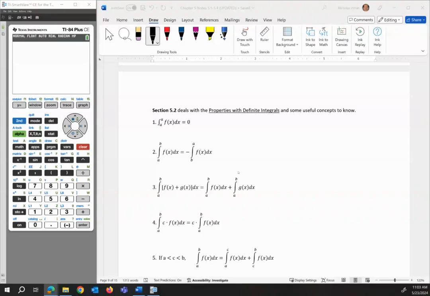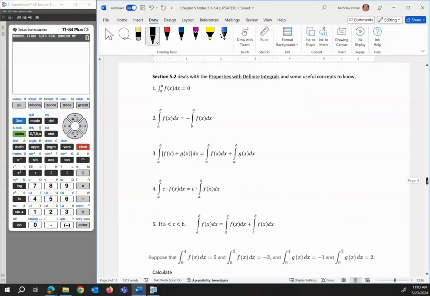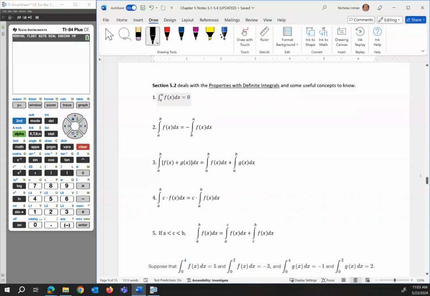Right. Section 5.2, we've kind of not done section by section here, but section 5.2 really deals with some of the properties of definite integrals and some of their useful concepts. This is definitely just something that we need to know. We don't truly use these very often. So now that we have a general idea of how to do integrals and what they do, sometimes it's easier to go back and look at some of the finer details.